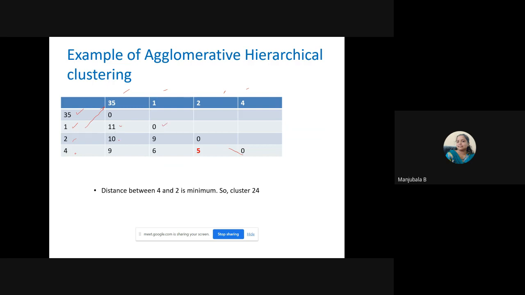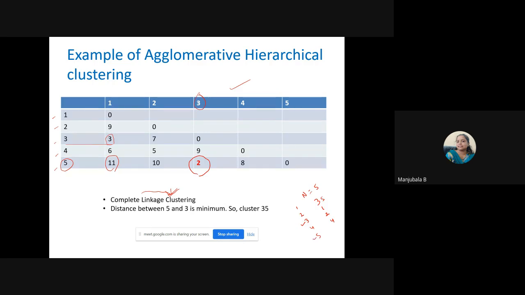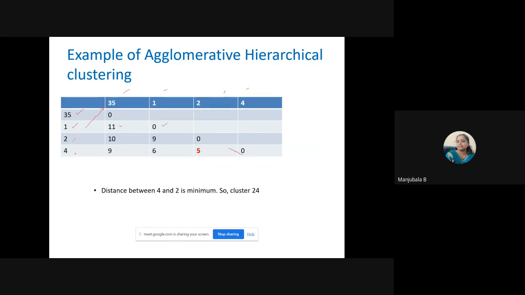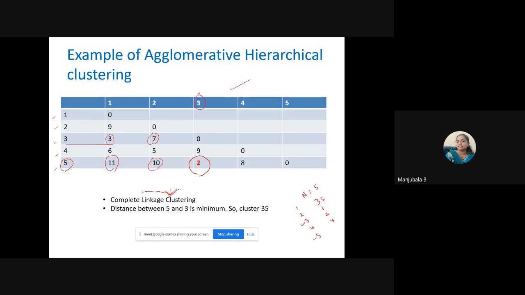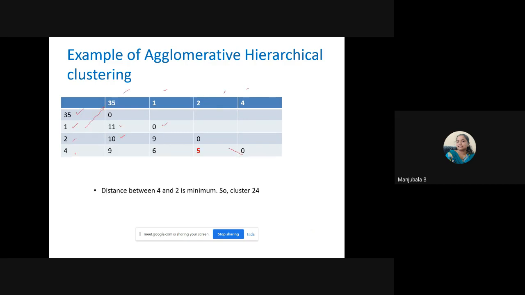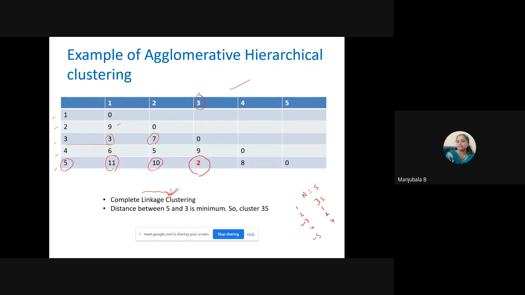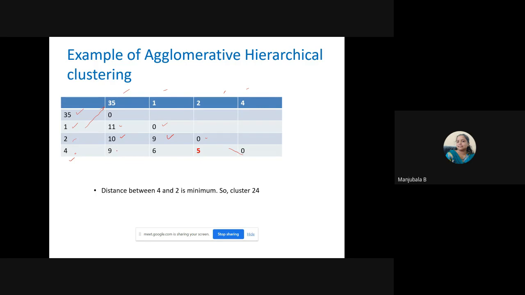Similarly, 1 to 1 is 0. Now let us see cluster 2 to 3, 5. Cluster 2 to 3 is 7, and cluster 2 to 5 is 10. So which is maximum? 10 is maximum. That's why 2 to 3, 5 is 10. And 2 to 1 is already given as 9, so this is 9. Again, 2 to 2 is 0. Okay, next, let us see 4 to 3, 5. Now 4 to 3 is 9, right? And 4 to 5 is 8. So which is maximum? 9 is maximum. That's why 4 to 3, 5 is 9.